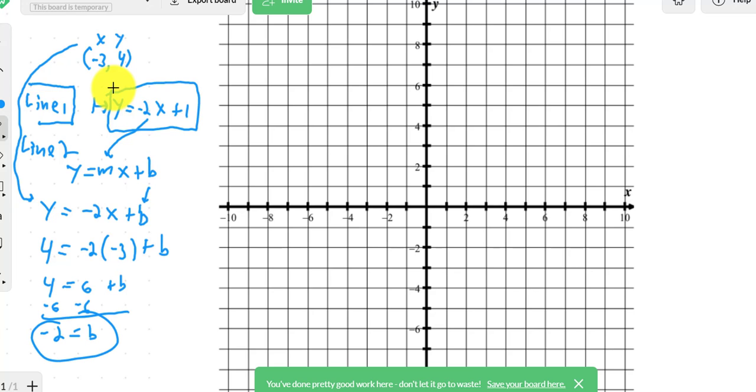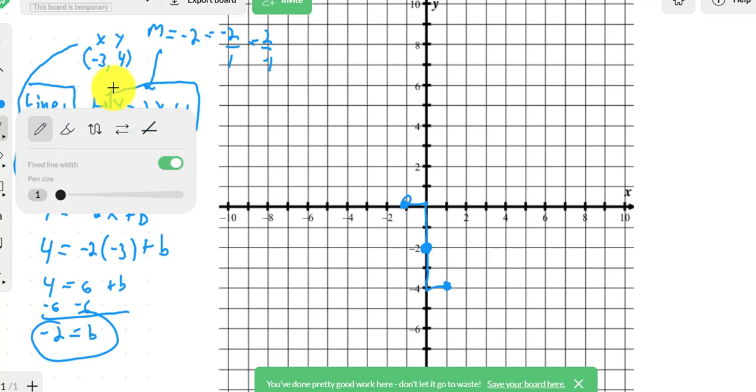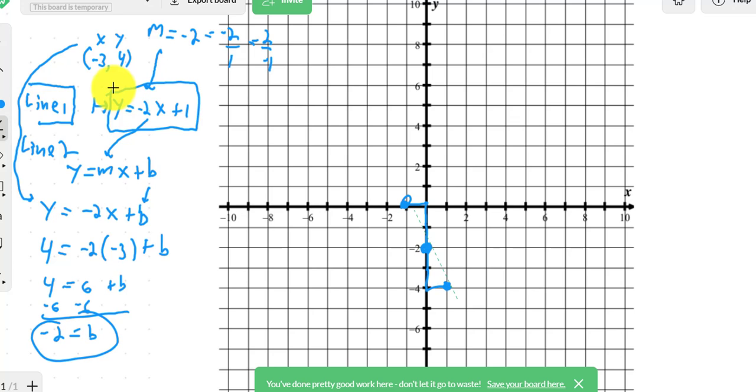So if I know my b is negative 2, I can put a point here at negative 2. And I know my slope is negative 2, right? M equals negative 2, or negative 2 over 1, or 2 over negative 1. Any of those will work. So if I go to my point, my b, I can go up 2 and to the left 1, or I can go down 2 and to the right 1. And then I pull out my line tool, and there we go.